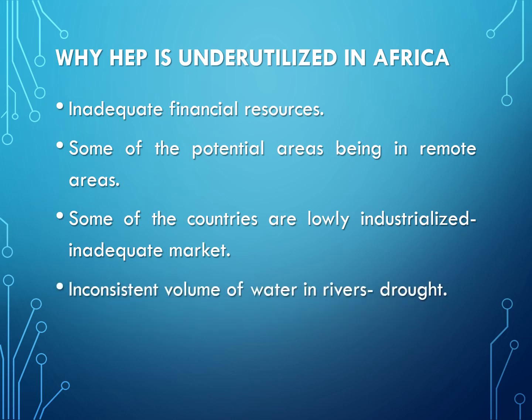Inconsistent volume of water in rivers because of prolonged droughts in Africa. Being within the tropics, most parts of Africa, especially towards the north, are dry and therefore have low potential.